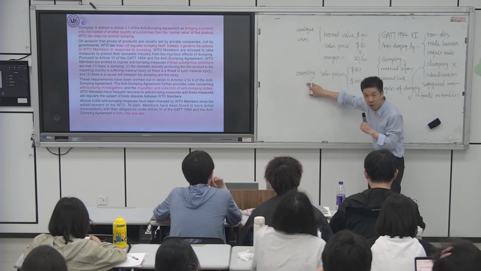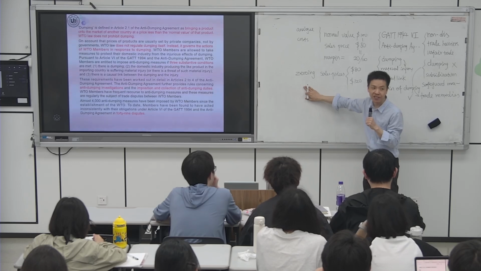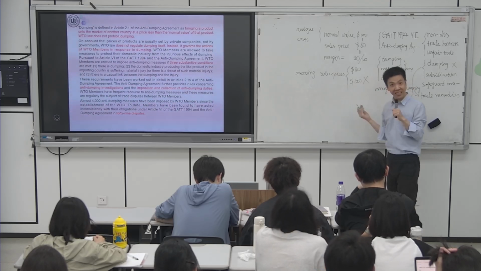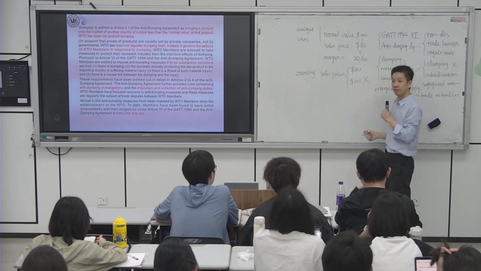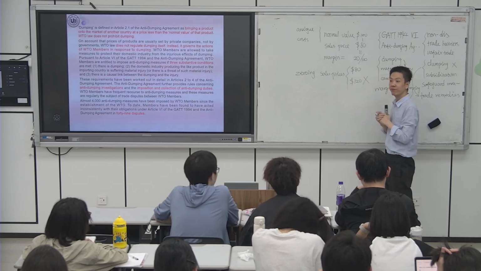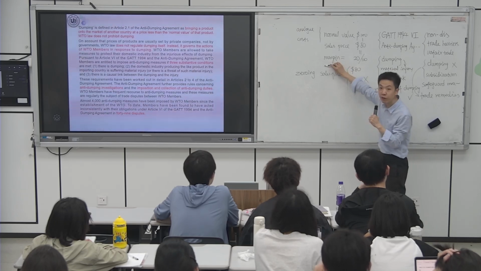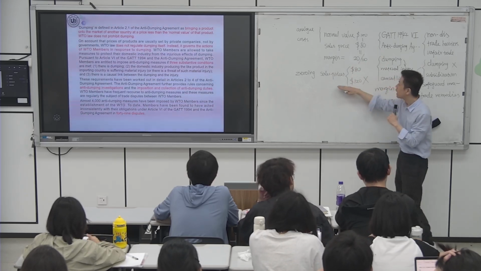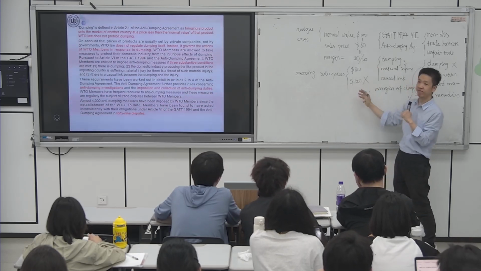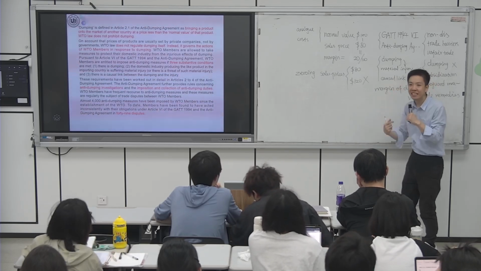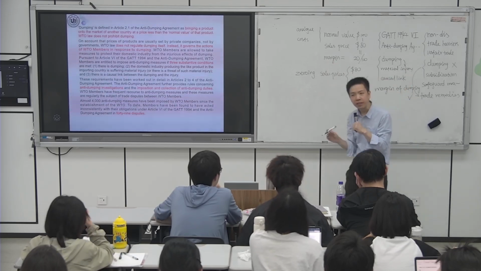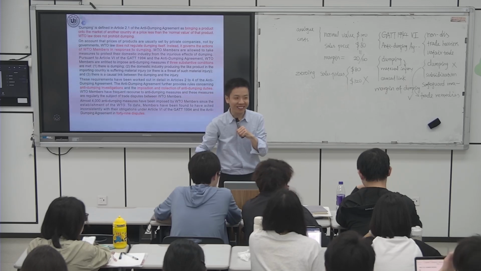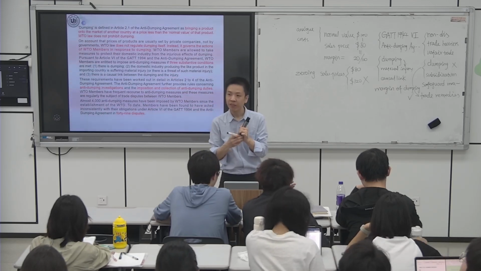But when it is called zeroing, things changed. When the practice of zeroing happens, those will be omitted, will be zeroed. So what's the consequence for the result of the margin of dumping? It will be higher or lower if we zero the higher ones? The weighted average margin of dumping would be lower or higher? Lower or higher? Higher, right? Good.